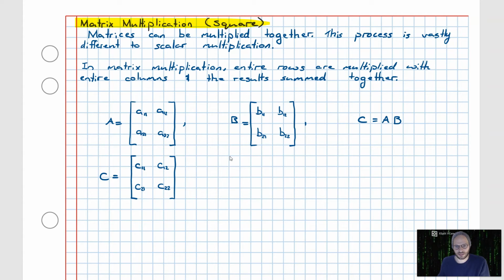This process is vastly different to what we saw in the previous lesson, that being scalar multiplication. Rather, matrix multiplication requires a number of steps. In short, it's going to be the multiplication of entire rows against entire columns and then the summing of results simply to calculate singular elements or members within a matrix.